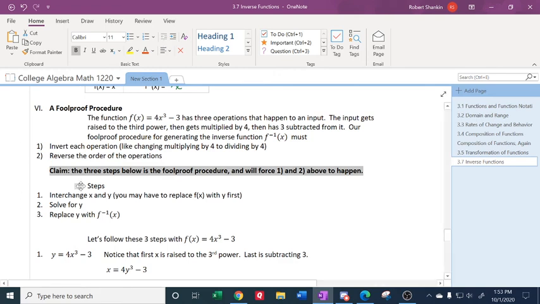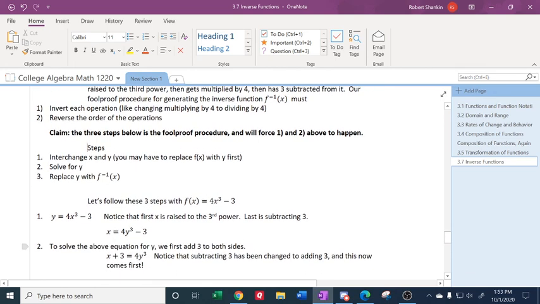The steps that you're going to do are, number 1, interchange x and y. And you may have to replace f of x with y before you do this. Then you're going to solve for y, and then we replace y with f inverse of x. If we do these 3 steps, it will lead us to the inverse function. So we'll follow these 3 steps with 4x cubed minus 3.